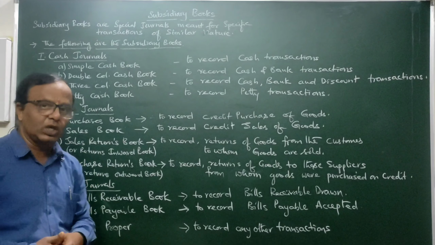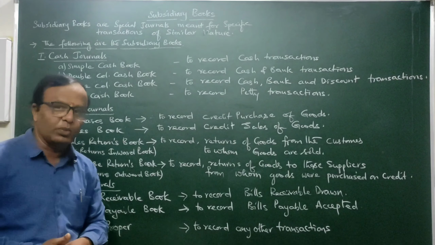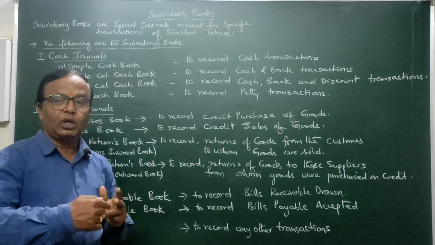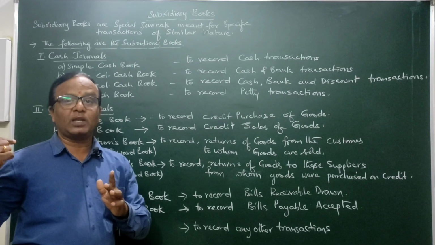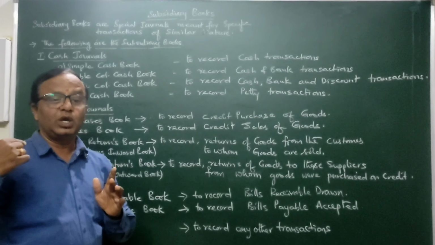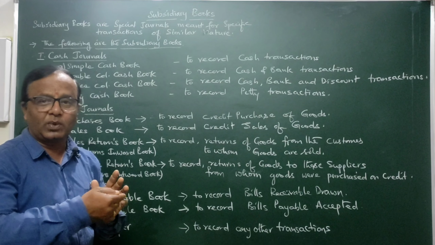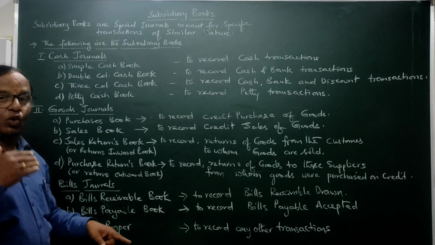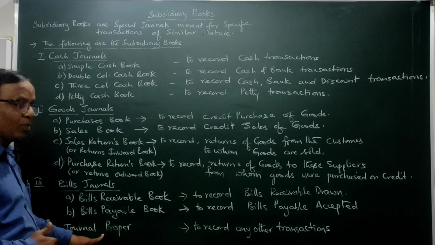Now, what are recorded in journal proper? In journal proper, we will be recording opening entries. You are aware opening entries are entries written at the beginning of the year. What for? To bring the closing balances of assets and liabilities of the previous year into the new set of books in the current year. So it is recorded at the beginning of the year. Opening entries are written in journal proper.